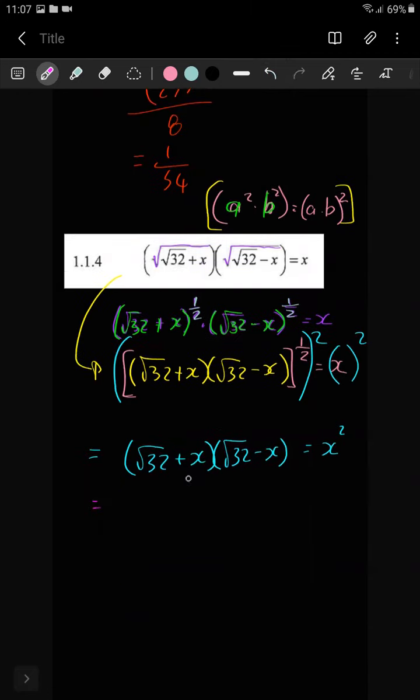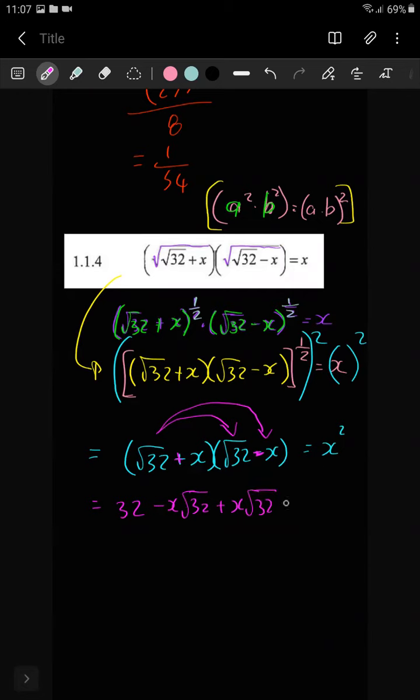Perfect. And then here we can just FOIL. This is likely the difference of two squares, because remember, this is something plus something, and then the exact same thing with the minus. But anyways, without overthinking it, let's just go. This times that is going to give you 32 in the calculator. This times this is going to give you negative x square root of 32. And then here, this times this is going to give you positive x square root of 32.